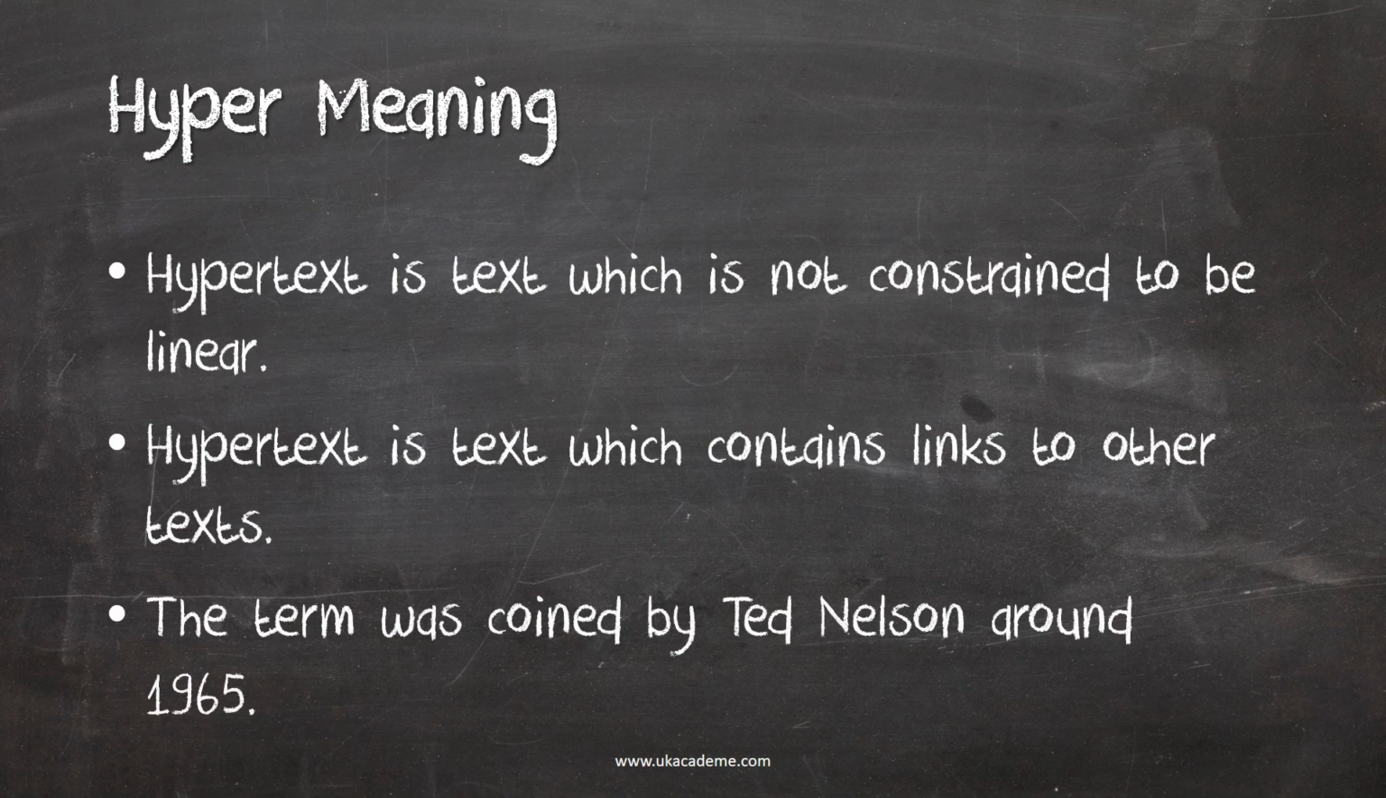Hyper meaning: Hypertext is a text which is not constrained to be linear. Hypertext is a text which contains links to other texts. The term was coined by Ted Nelson around 1965.